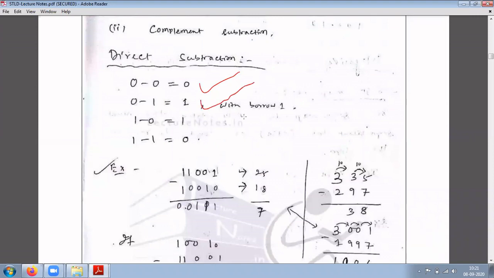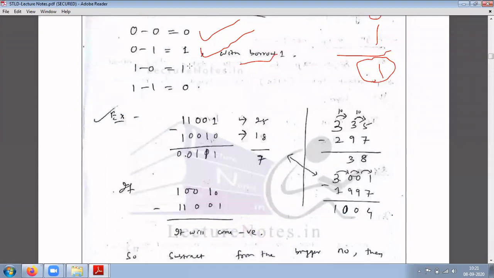1. With a borrow of 1, you cannot subtract 0 - 1. You have to take a borrow, like a carry. In subtraction, we have to take borrow. Borrow means एक यूनिट आएगा, एक यूनिट is nothing but 2, 2 - 1 is 1, getting? That's why you are getting 0 - 1 is 1, and 1 - 0 is 1, 1 - 1 is 0.